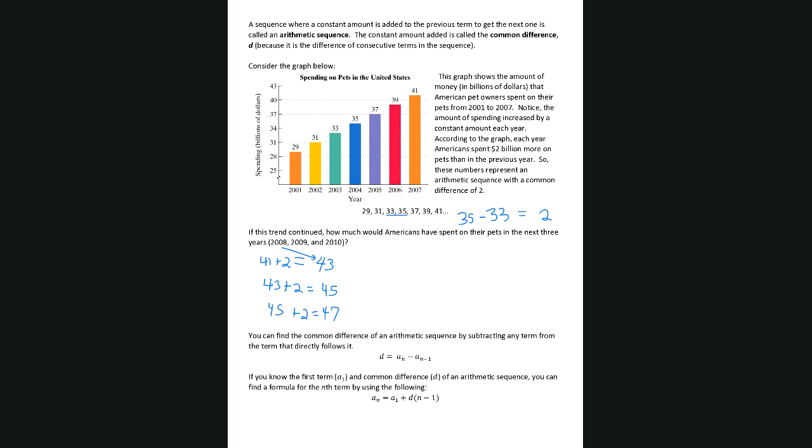So if you know the first term and the common difference of an arithmetic sequence, you can find a formula for the nth term by using the following. You take the first term and add that to the product of n minus 1 and the common difference.